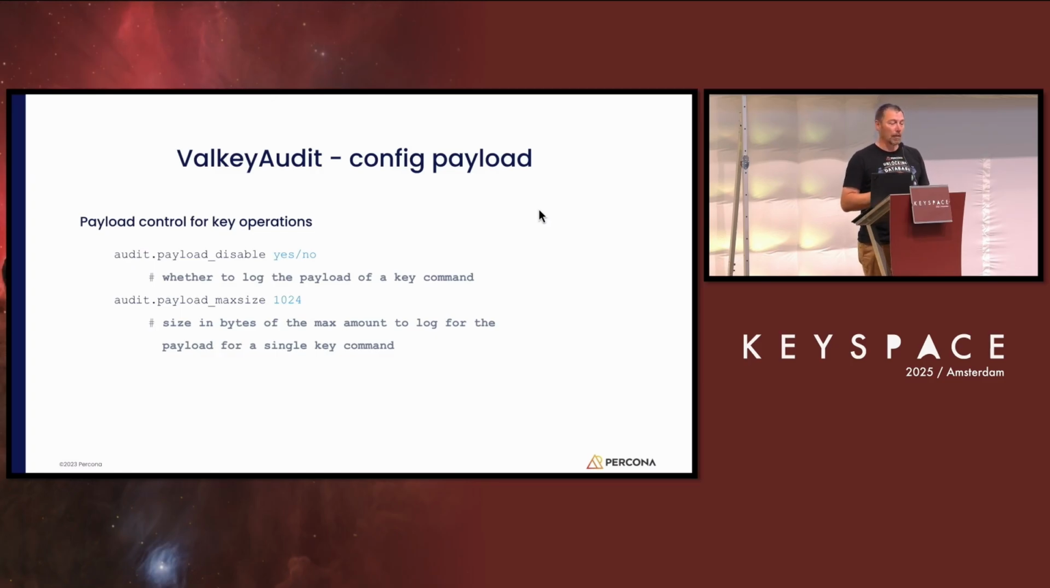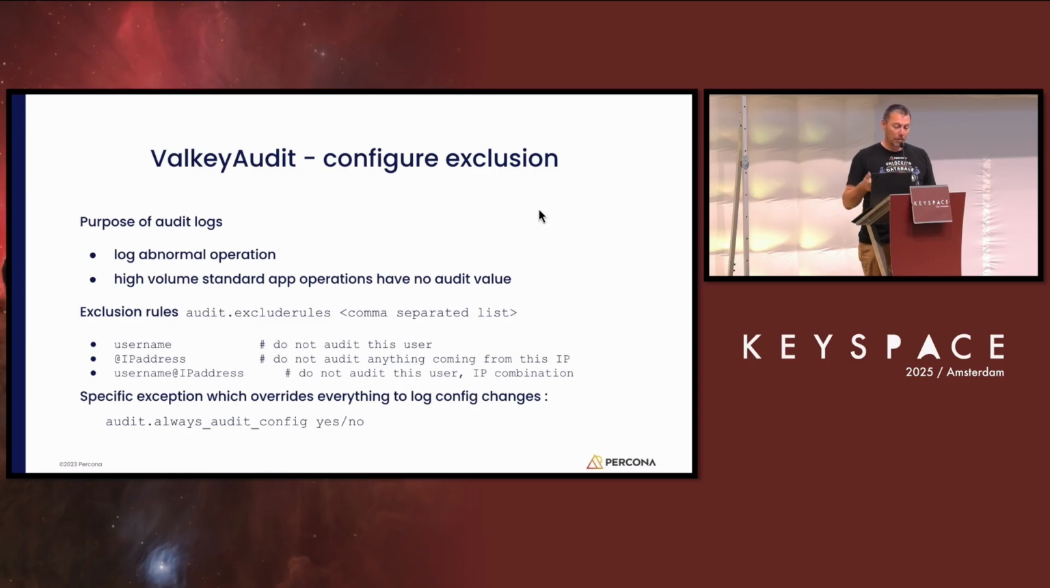And then there's the payload piece. Do I want to know the payload at all, or am I just interested in the key only? So I want to log that it's set on key A, but not the value, or I want to limit the payload and log the first 10 bytes or whatever I want to do. That's all making it a bit more flexible. So the exclusion we already talked about, again, that's configurable.